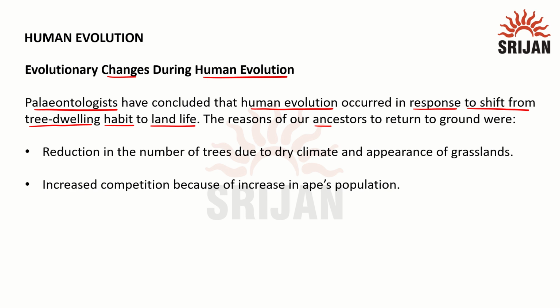And there were two main reasons for our ancestors to return to the ground. One is the reduction in the number of trees due to dry climate and the appearance of grasslands. Second is increase in competition. Within the tree population, there was more of an ape population. As the ape population increased, there was more competition for space. So they had to move out or survive with the apes. So the human ancestor chose to survive away from the tree-dwelling habitat.